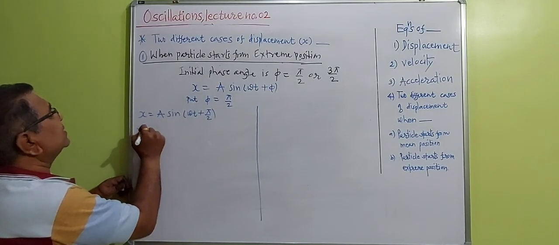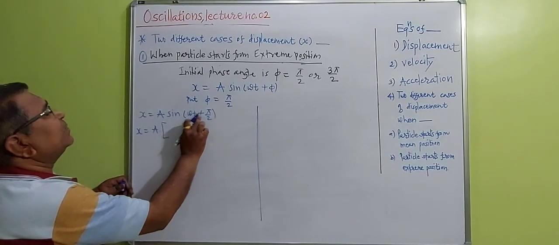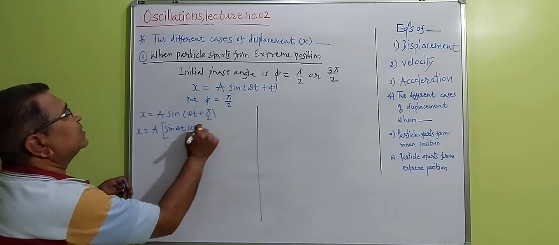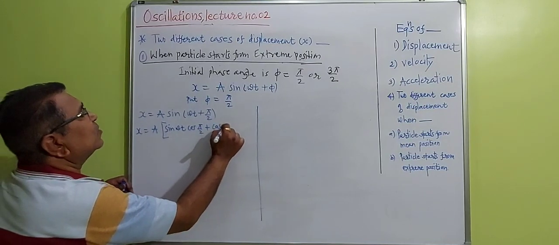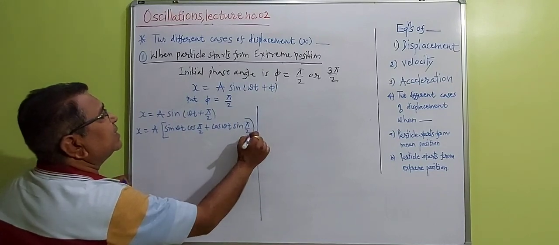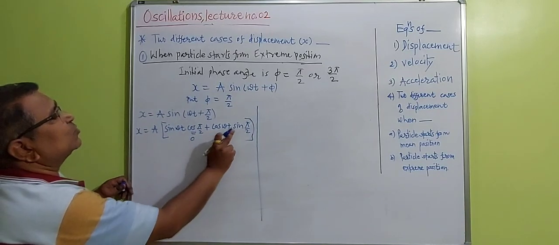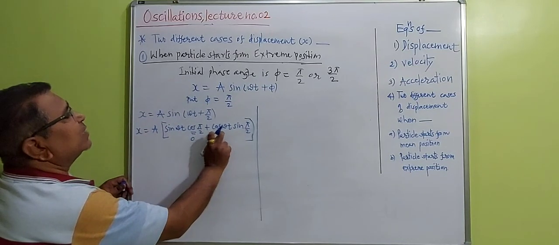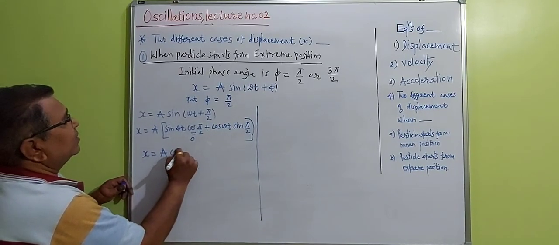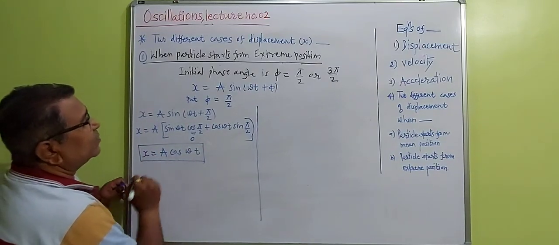Then we can derive this. Capital A, then sine of A plus B is sine A cos B plus cos A sine B. This cos of pi by 2 is equal to 0, so this is completely 0. Sin of pi by 2 is equal to 1 and only cos of omega t is remaining. So x is equal to A cos of omega t when the particle starts from extreme position.